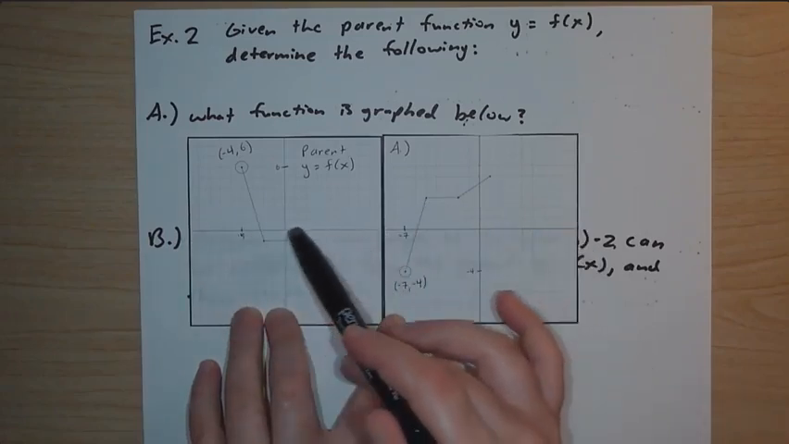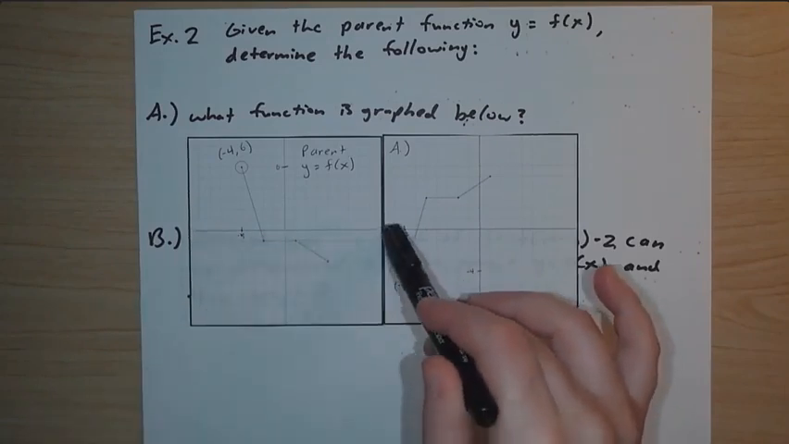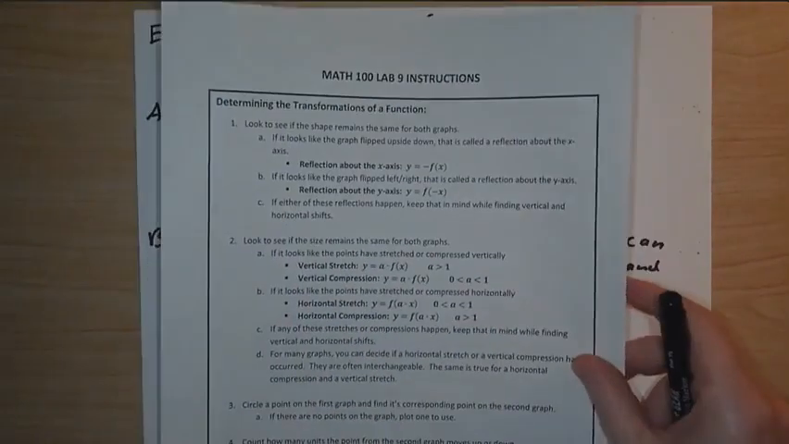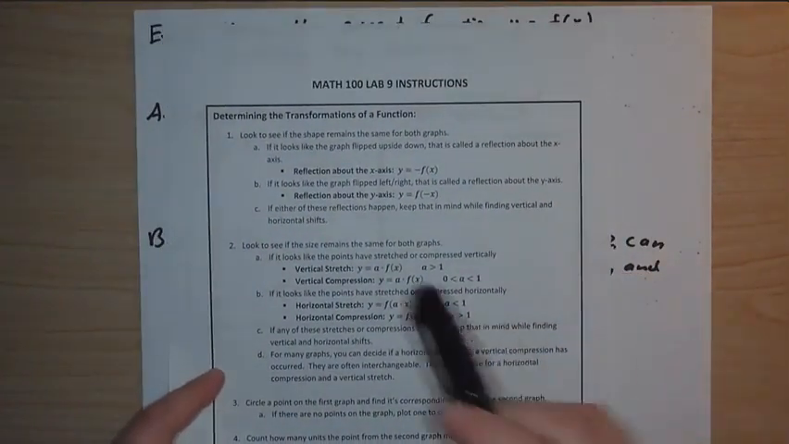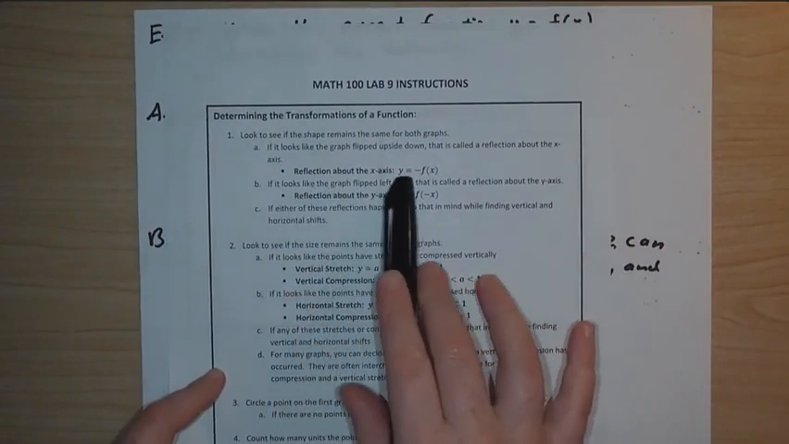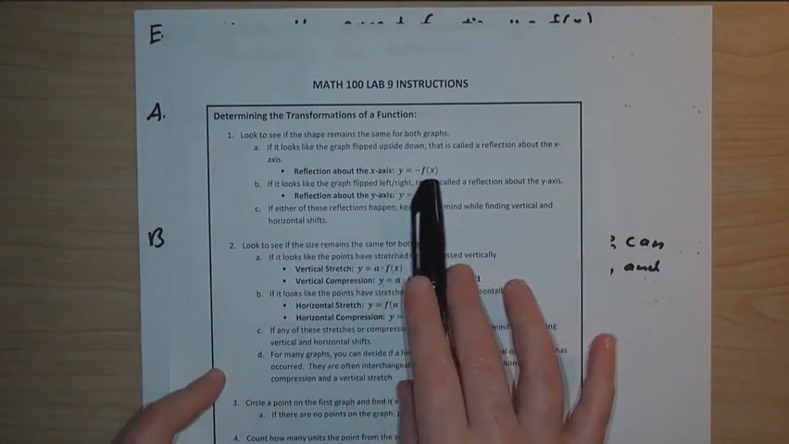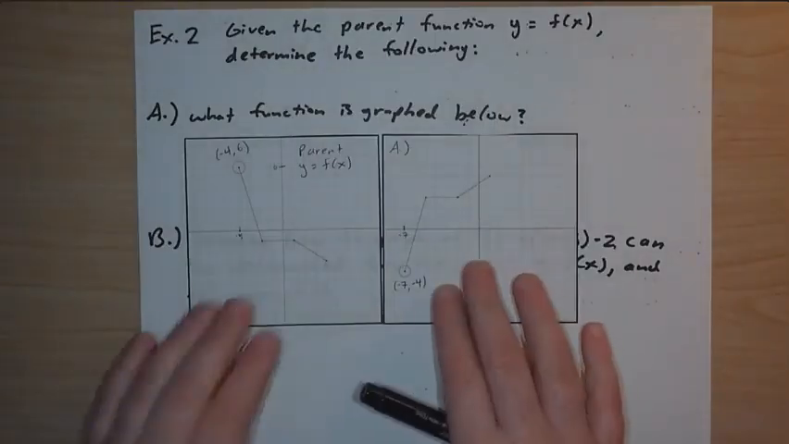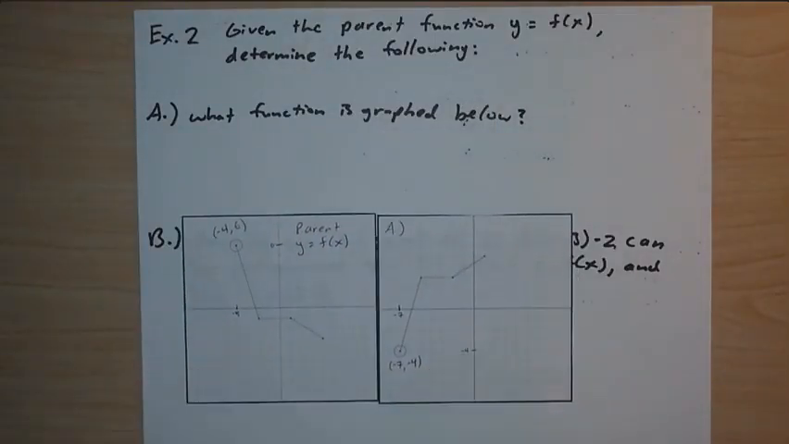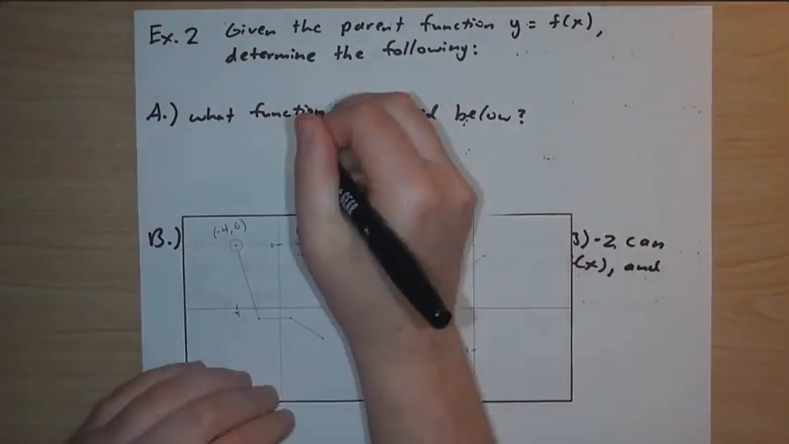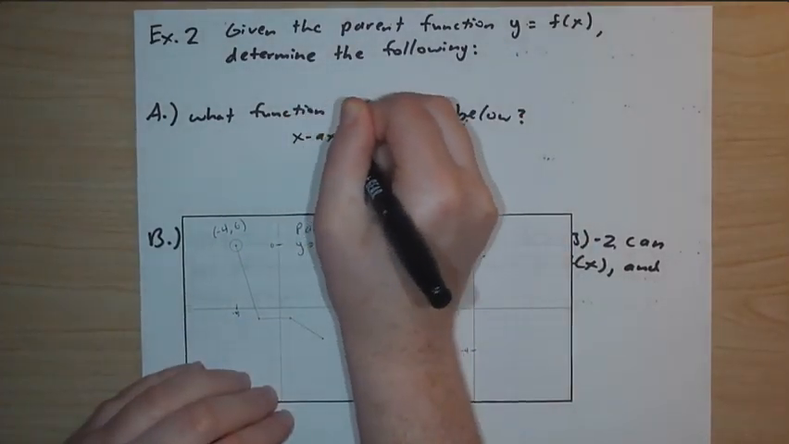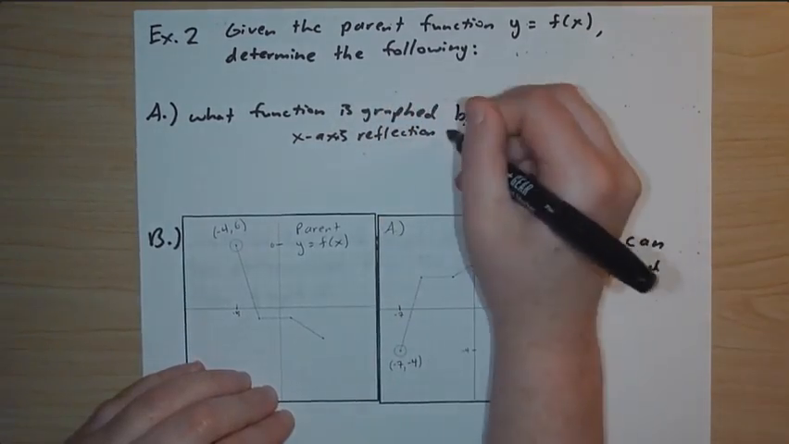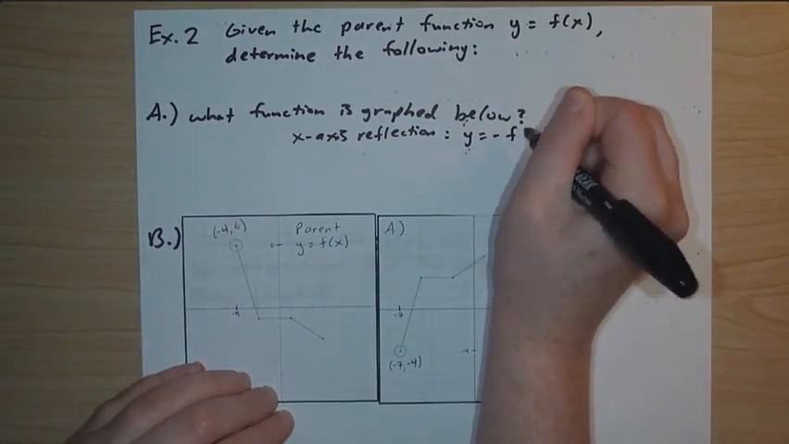So there's been a horizontal reflection, or a reflection about the x-axis. And if we look at our transformations over here, a reflection about the x-axis is in the pattern of y equals negative f of x, with a negative outside our function. So we've had a reflection, the x-axis reflection, and that's in the pattern of y equals negative f of x.